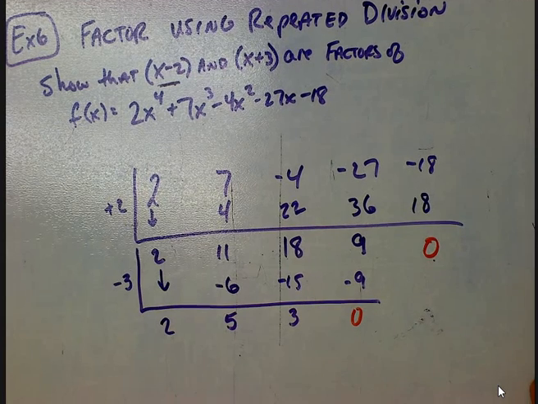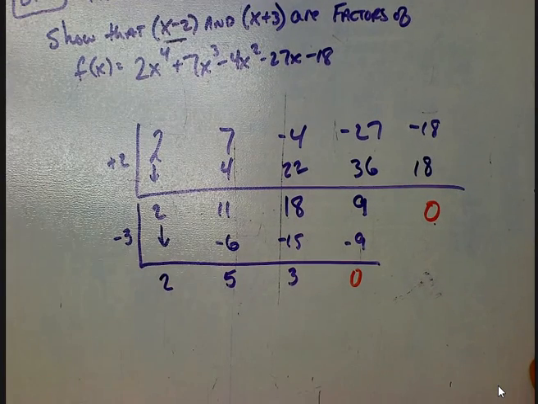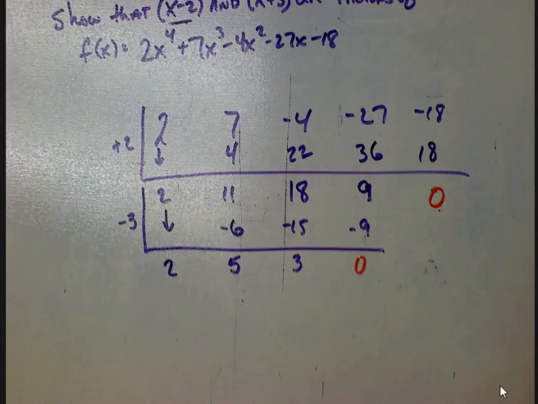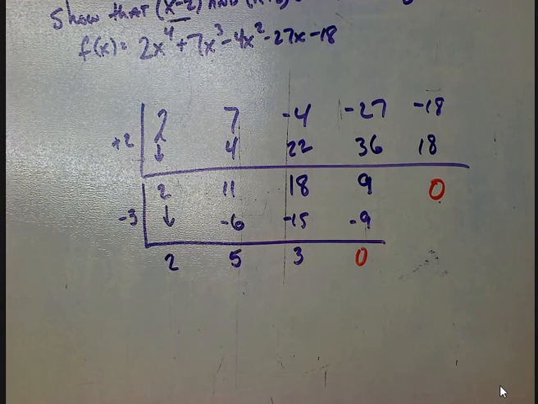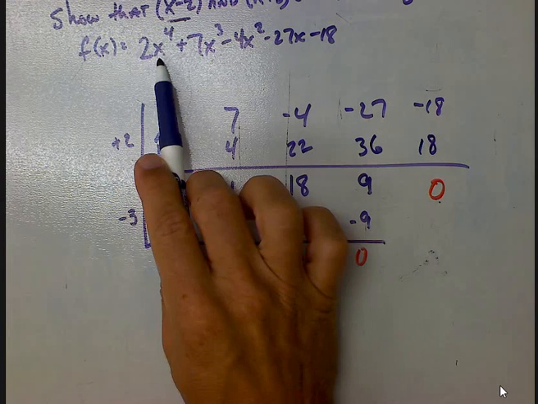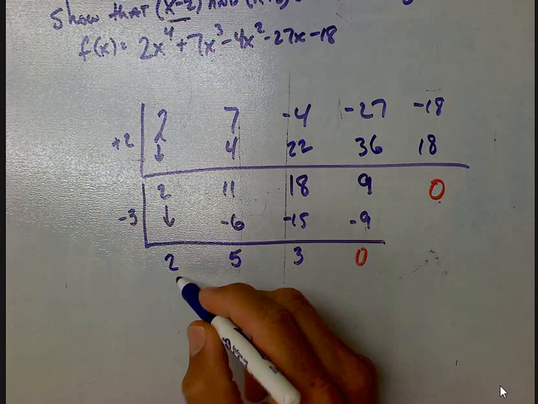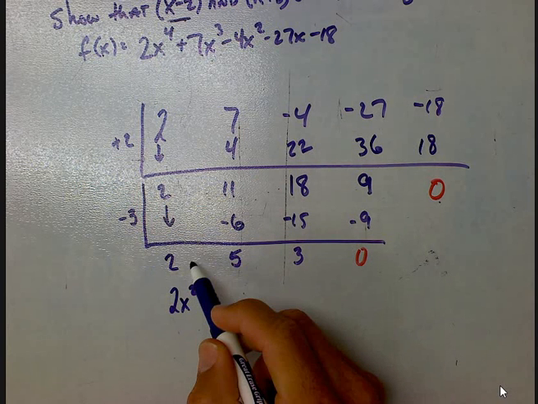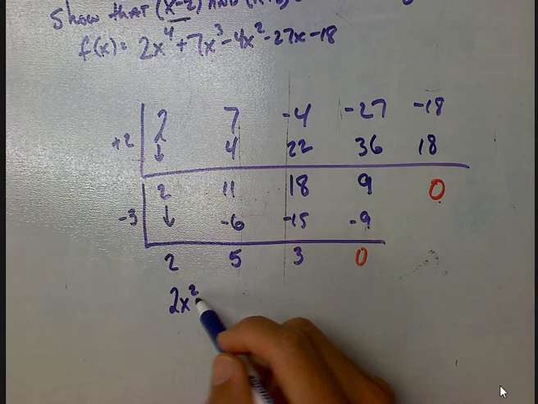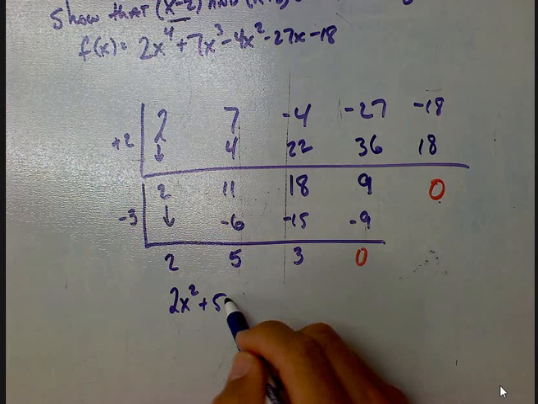I'm going to raise it up and get the directions kind of off the screen a little bit, and that's okay. I started with x to the fourth. I divide twice, so 4 minus 2 makes this 2x squared. That's why the exponent is 2. And so plus 5x plus 3.